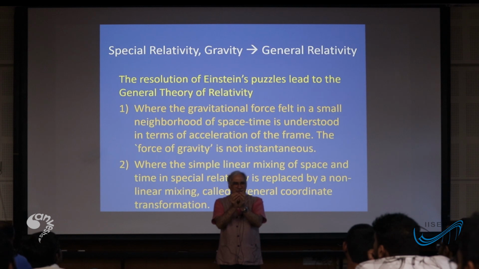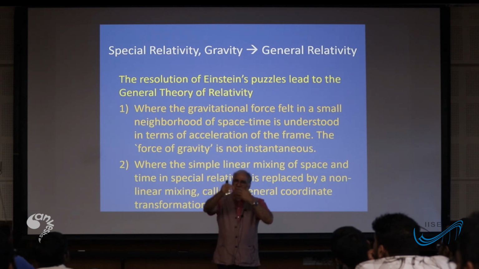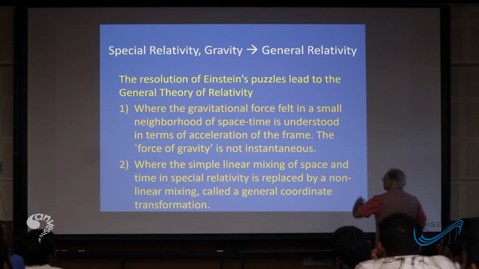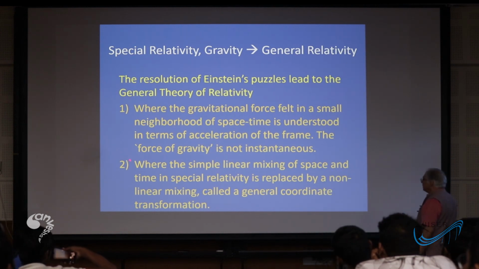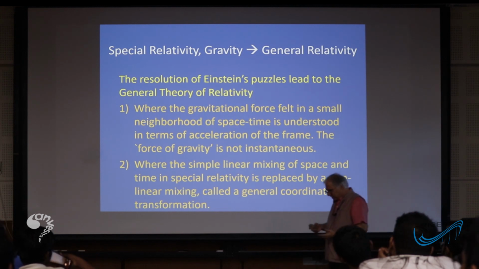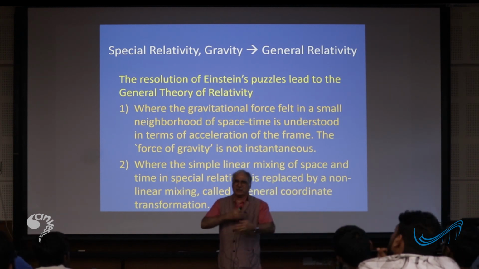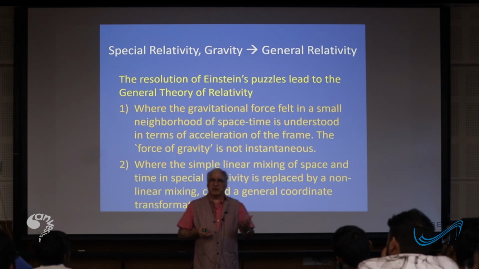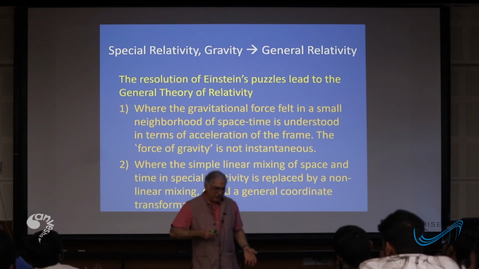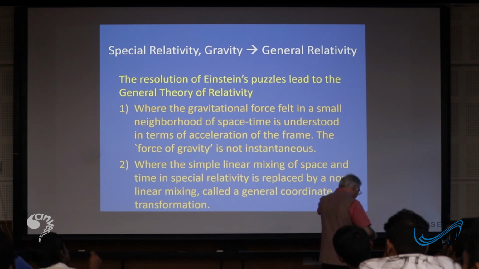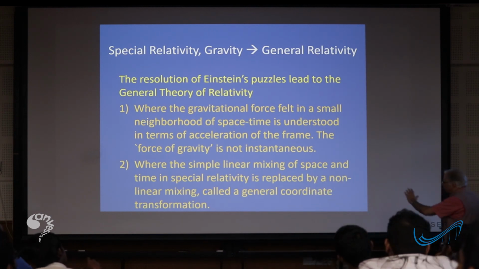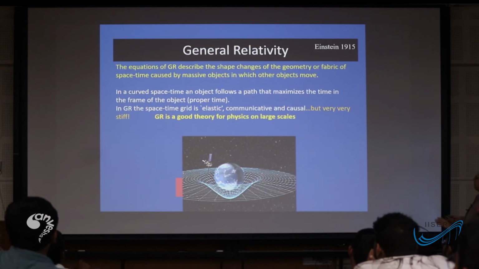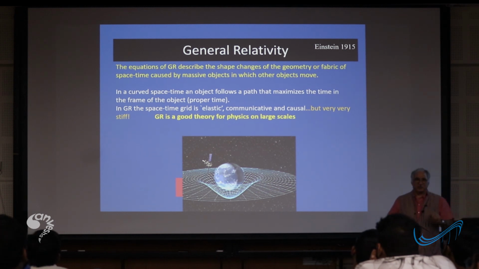And then, of course, it took him many, many years to formulate all this in a mathematical language, because Einstein didn't know the mathematics actually that will realize these physical principles. That's what this first point is, okay? And the second point is that the special relativity mixes space and time in a linear way, but now general relativity will mix them in a non-linear way. This is just words for general coordinate transformation, but it's not important to what I'm going to say. So, this is one slide on what is the general theory of relativity, okay?